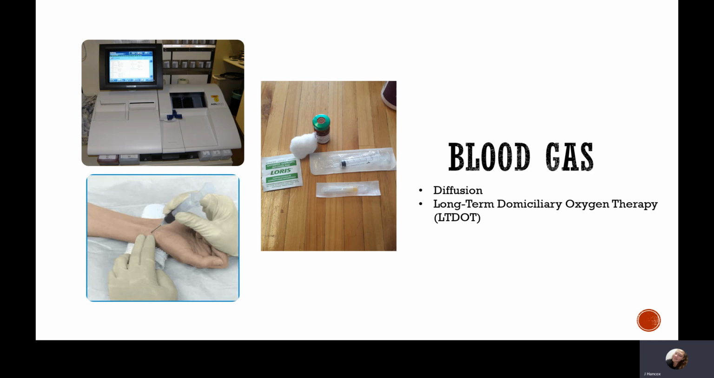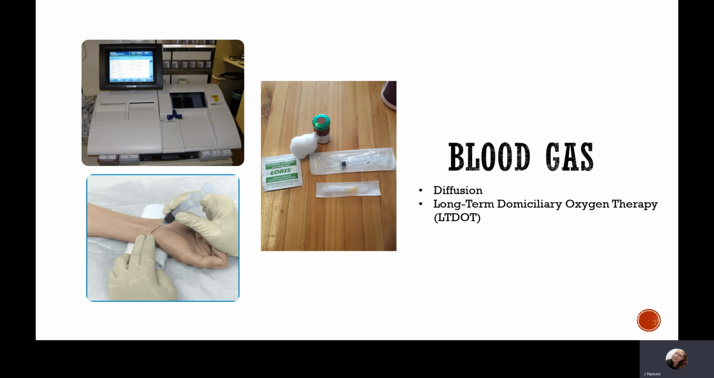So we will also use it for LTDOT to see if a patient qualifies for oxygen. We will use it to check the partial pressures of carbon dioxide and oxygen in their blood, as well as the levels of carbon monoxide and oxygen saturation. Carbon monoxide levels are important because patients aren't allowed to smoke while they are on oxygen therapy, because it's a fire hazard, but also it takes away from binding sites for oxygen when carbon monoxide is in the blood, as the carbon monoxide has a higher affinity for hemoglobin than oxygen does.